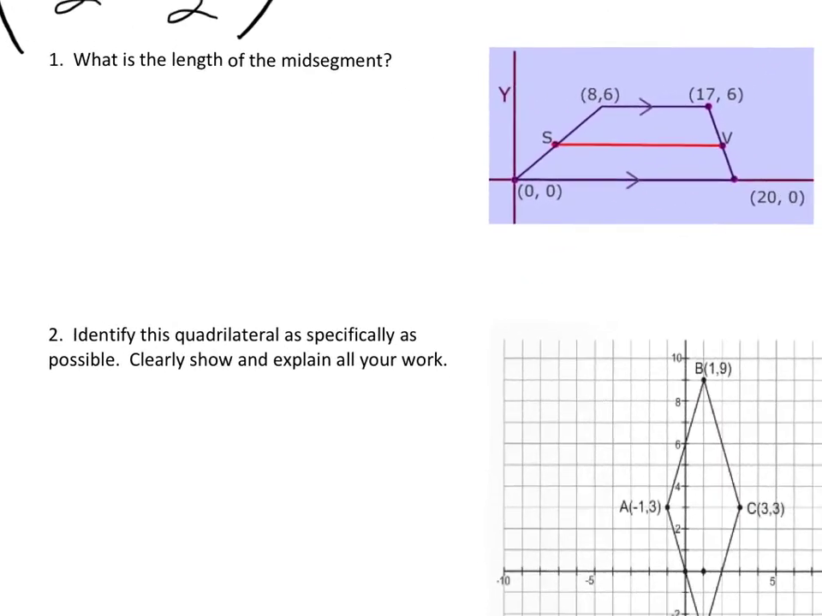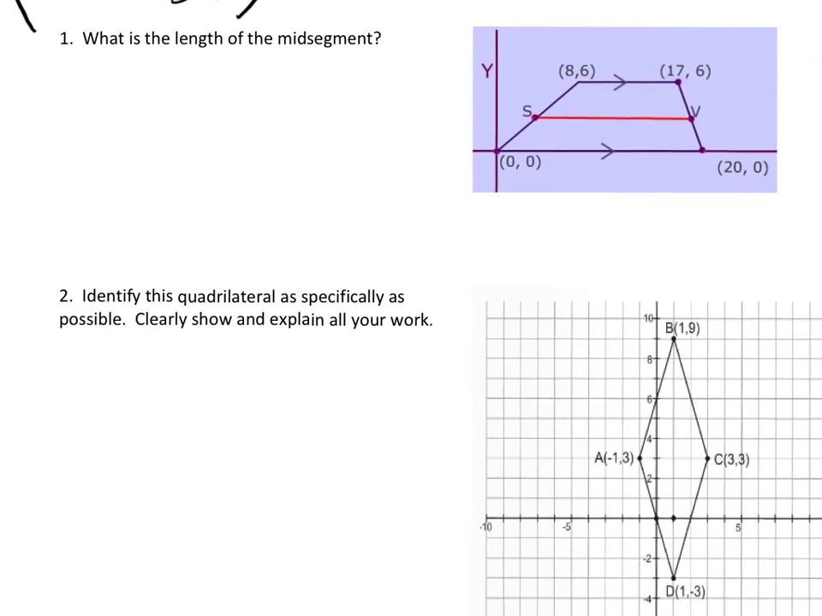So this one is, what is the length of the mid segment? Well, for this one, there's a few ways you can do it. The way I like to do it is find the length of both of the bases. So I'll use the distance formula, and then I'll do 1/2 times the sum of those two to find the length of that mid segment, that red segment. I'll show you a little shortcut after this one, but in general, this is the way you kind of want to do it.